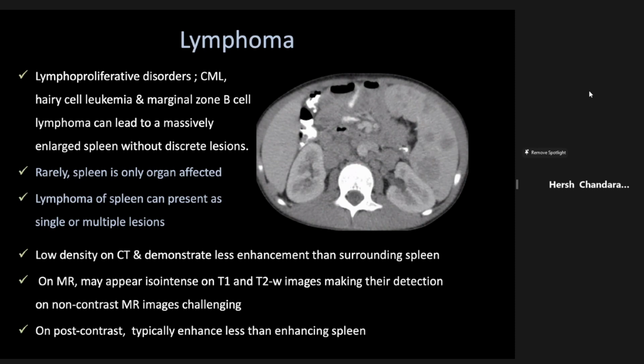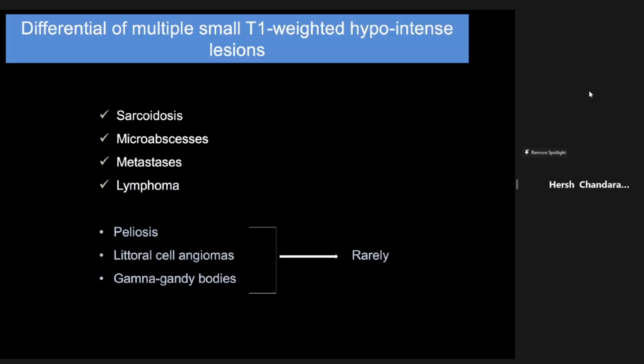They are typically an organ of systemic involvement of lymphoma. So you also have the supportive evidence of lymphoma elsewhere, and this is the pattern of splenic lymphoma that I'm showing you. I'm going to show you another pattern with a different disease. This will take me to the differential diagnosis of multiple small T1 hypointense lesions.